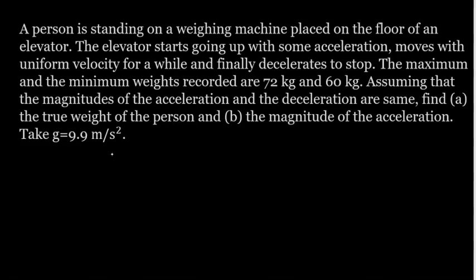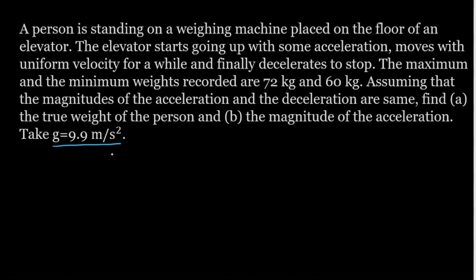Assuming that the magnitudes of the acceleration and the deceleration are the same, find A, the true weight of the person, and B, the magnitude of the acceleration. And the g value is given to be 9.8 meter per second square.